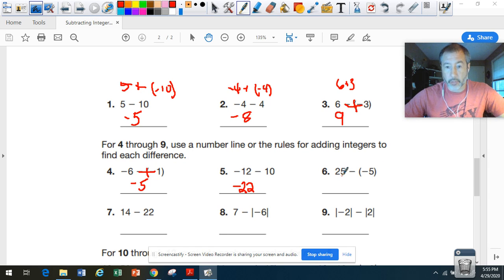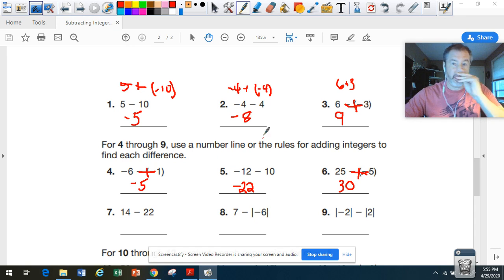Okay, here we go. I get two negatives together here. You want to be looking for those things. Two negatives are together here. Connect the lines. There we go. This becomes 25 plus 5, which equals 30. The answer here is 30.